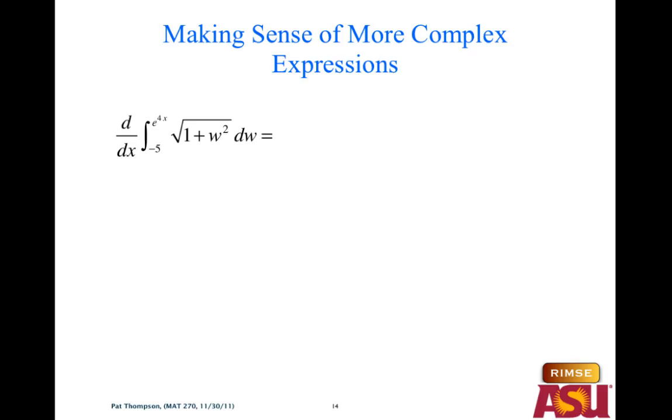So I'm going to tell you right now, this is, again, a rate of change of an accumulation function. And we have a rate of change function here, 1 plus w squared. But I'll just tell you right off the bat, the answer to this is not the square root of 1 plus x squared. Something else is going on here. You need that process that we just walked through to solve this.